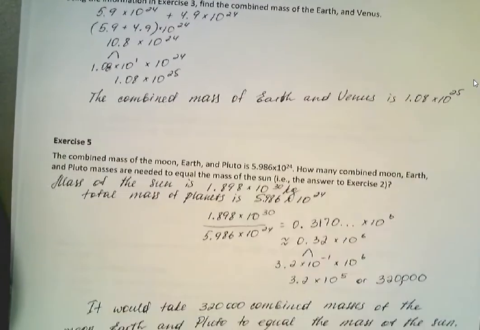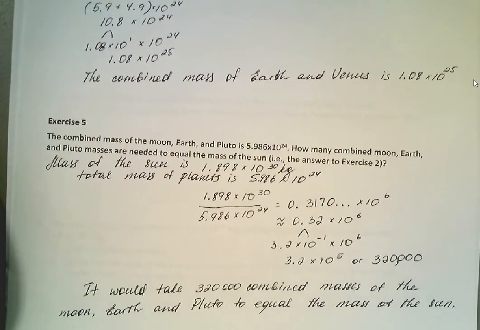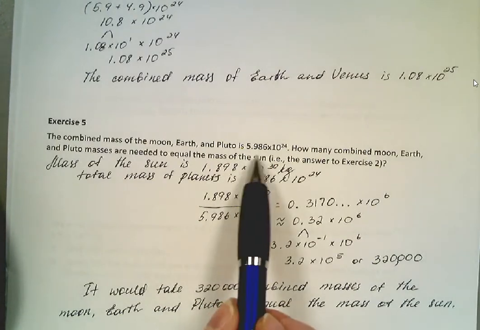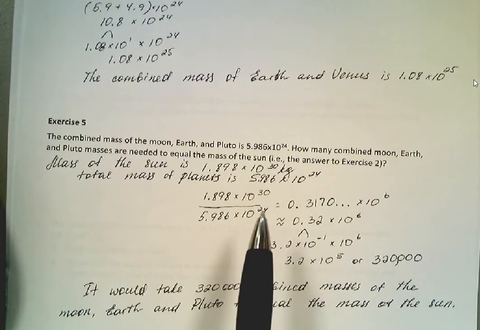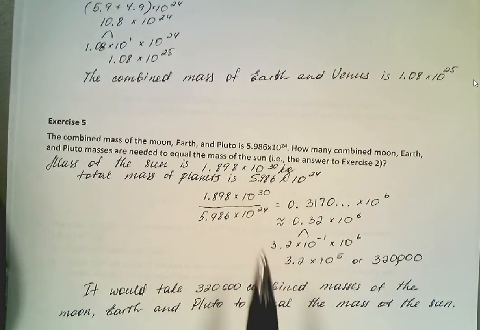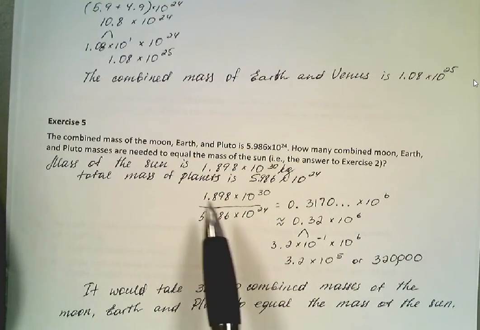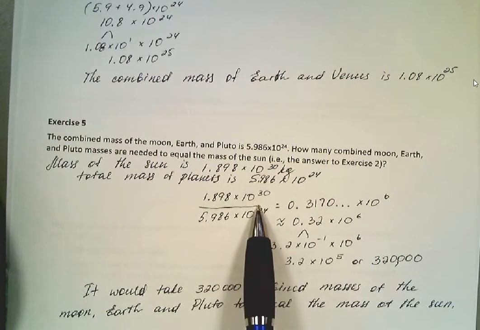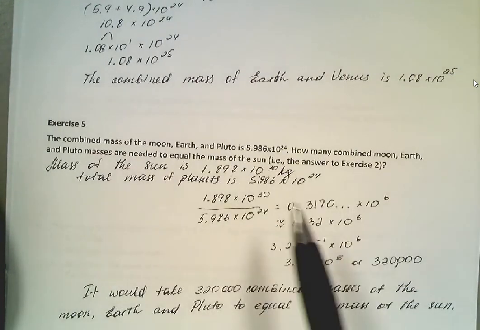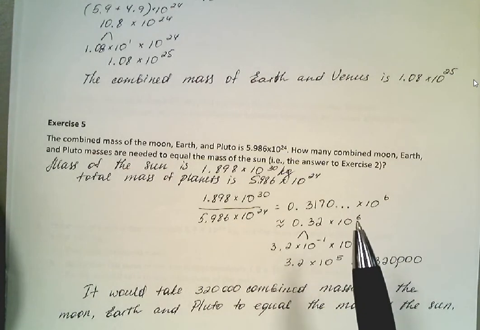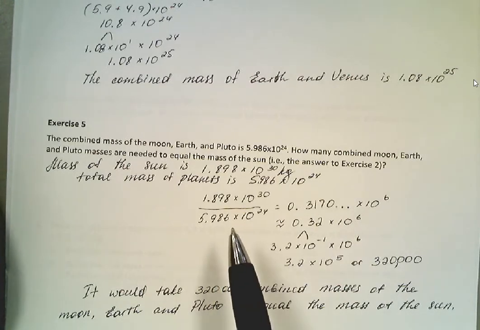Exercise 5 and last exercise here is that the combined mass of the Moon, Earth, and Pluto is given here. How many combined Moon, Earth, and Pluto masses are needed to equal the mass of the Sun? The mass of the Sun is the whole big thing, right? So we want to see how many can fit into it, and that is a division problem. So we are dividing the mass of the Sun, which we know from exercise 2, by the combined mass of the three. It's not planets or satellites, it's the combined mass of Earth, Moon, and Pluto.